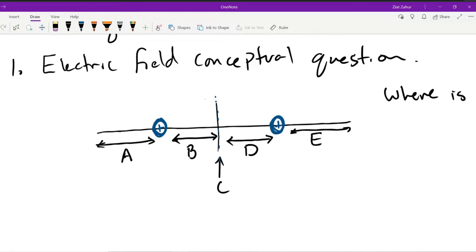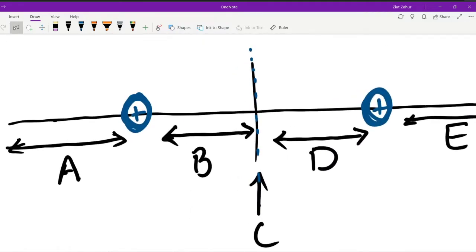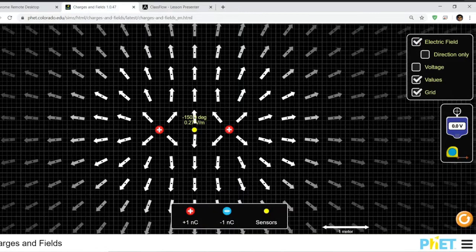So remember, every electric field, what's the simulator called? It's called Charges and Fields. Actually, I can just type in the link, so let me just link it on the chat. Set charges and fields.